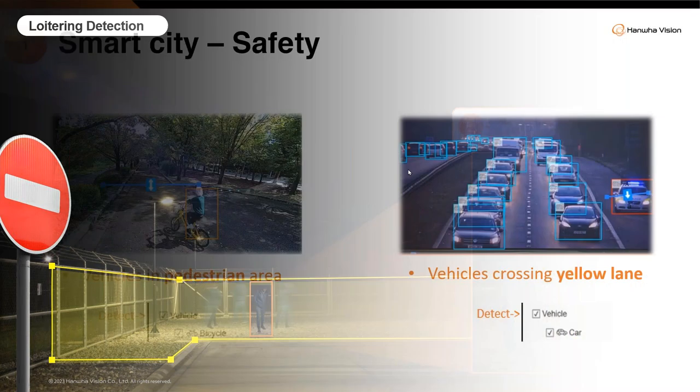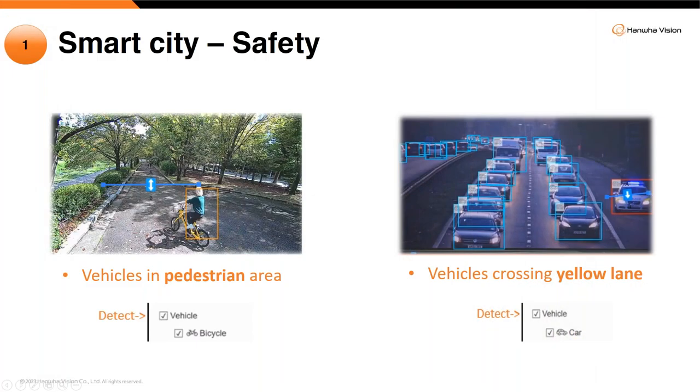Or you can say this is a park and only people are supposed to walk in. It's a pedestrian area, but if you have motorcycles and bicycles causing disturbance, you can trigger an alarm. Or if there is a yellow line and a car is crossing, trigger an alarm. Or if this is a highway and a person is crossing the street, which is not allowed, you can trigger an alarm. So all this, you can use for your purpose.